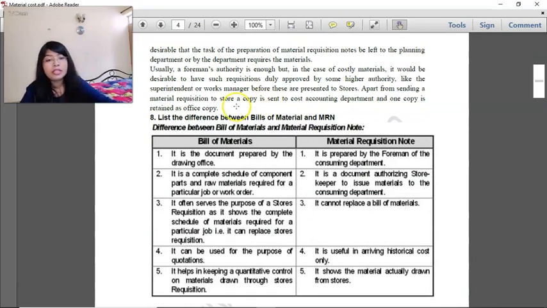Now, a copy of this material requisition note is also sent to the cost accounting department, and one will be retained with the store department. Okay.